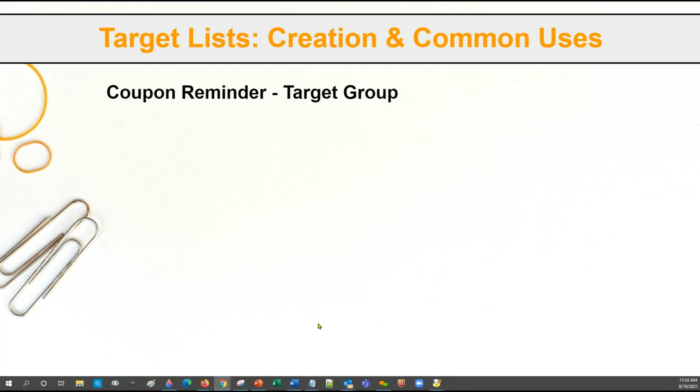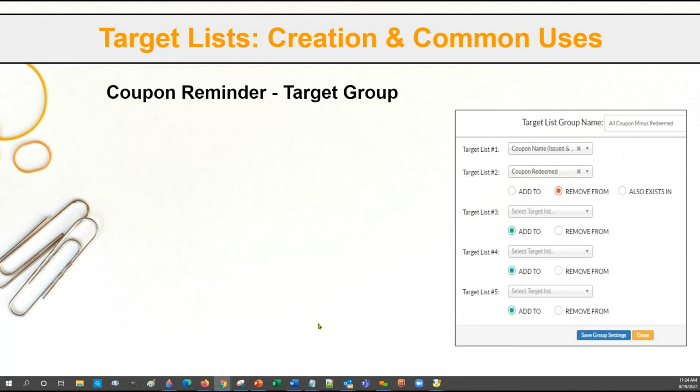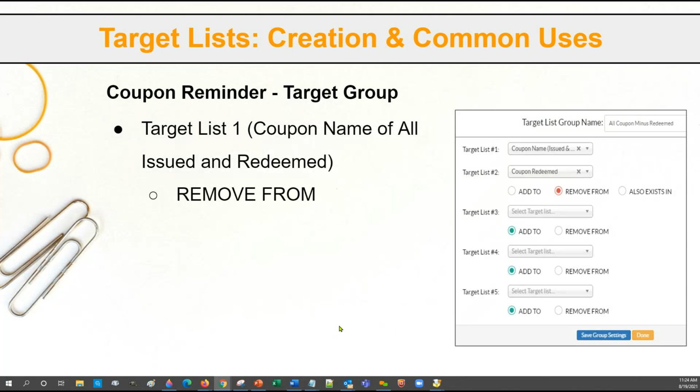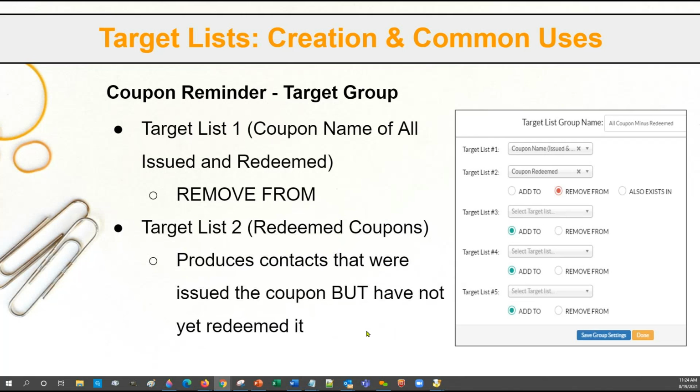For the target group, we'll create a scenario where one list is removed from the other. In this case, we want to remove all of the contacts that have redeemed the coupon from the list of contacts that have received it. This will produce a text-worthy list of contacts that have not yet redeemed this coupon.